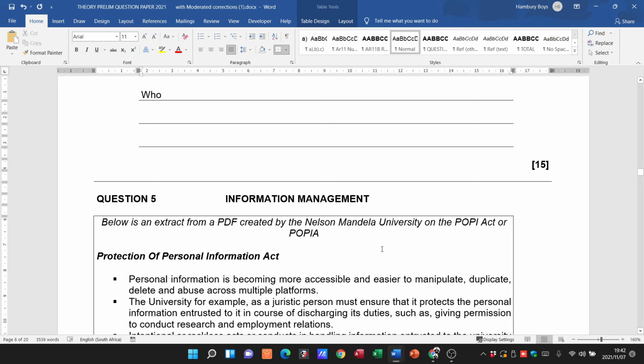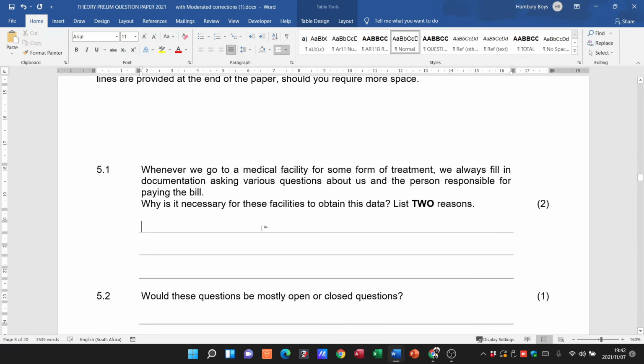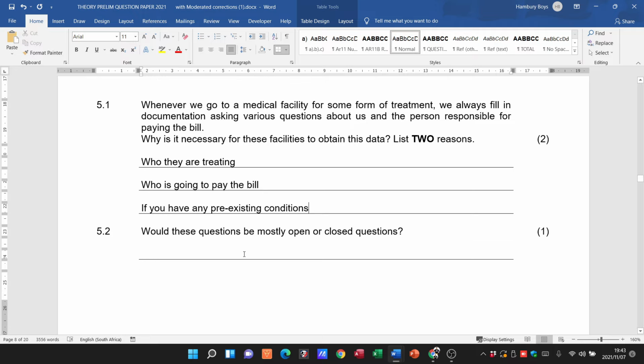So they know who they are treating. And as they're saying, who is going to pay the bill, right? They would also want to know if you have any pre-existing conditions. Maybe you've got some allergies, anything like that. But that's what they're looking to find out. That's simple.